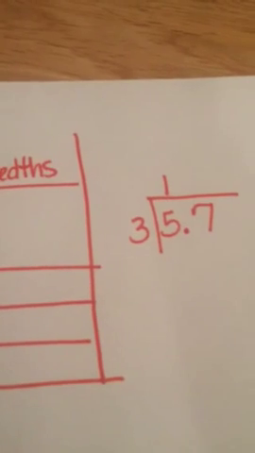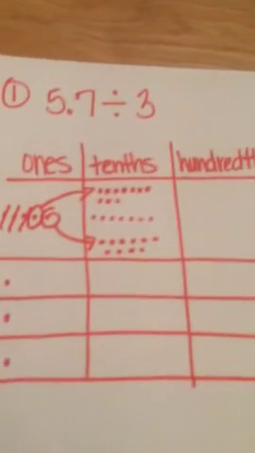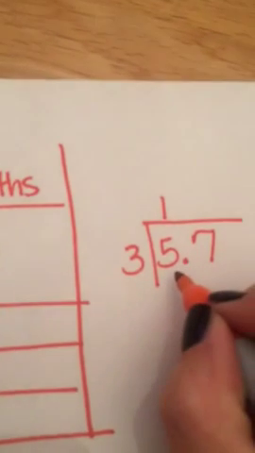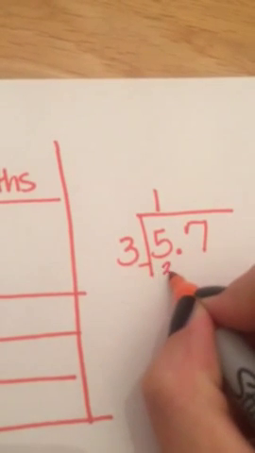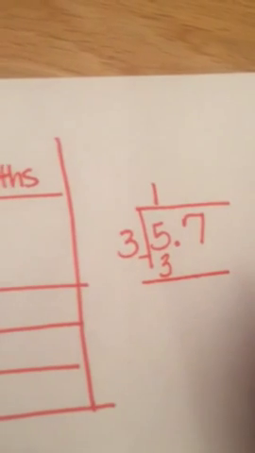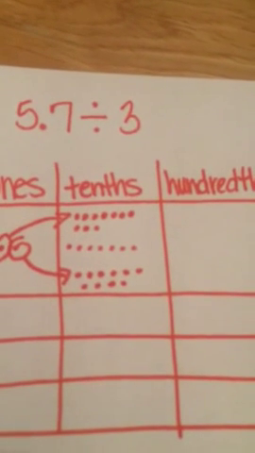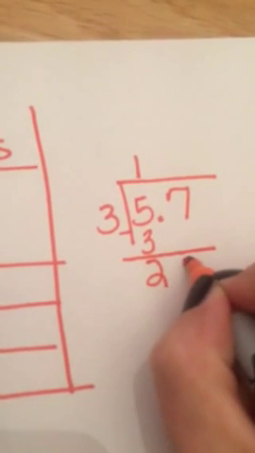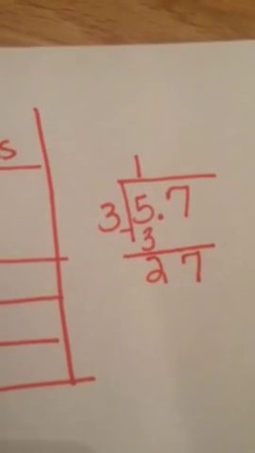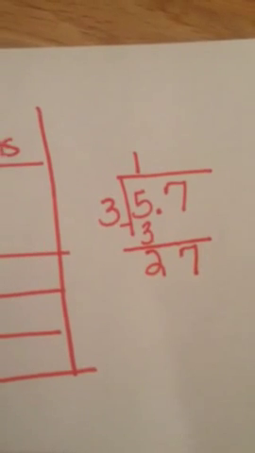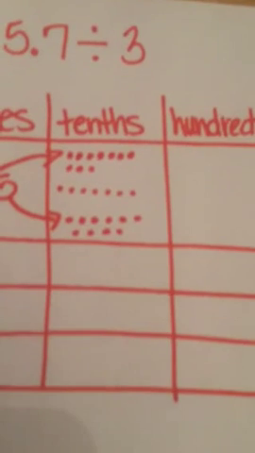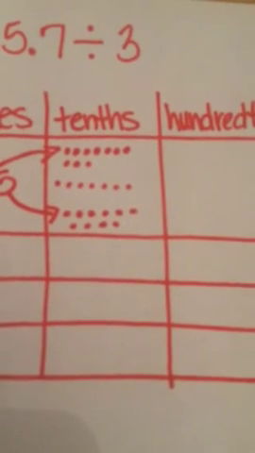Over here, again, I didn't finish this. We were able to make 1 group using 3 dots. So we're going to subtract using 3 dots, and we now have 27 tenths. So those are your tenths. Now we're going to divide the 27 tenths into as many groups of 3 as we can.